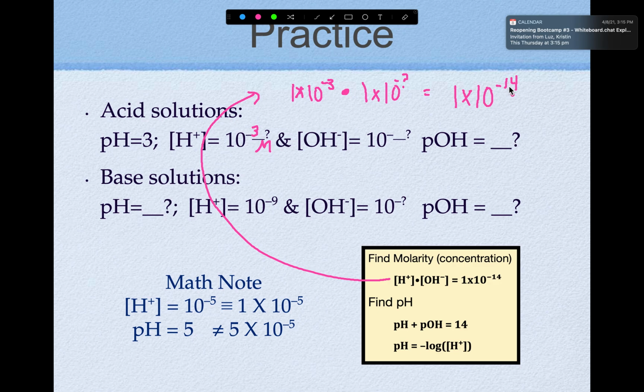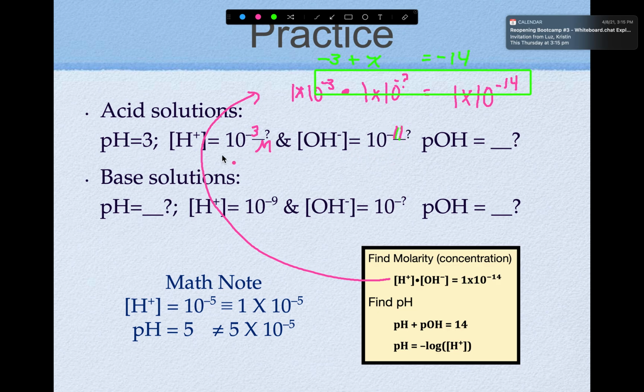So what I'll have to do is I'm going to look at just the exponents. And the way it works is that if you just use the exponents, it's going to be minus 3 plus x, or what, equals minus 14. And so the result is 11. So I'm going to get 11 here.